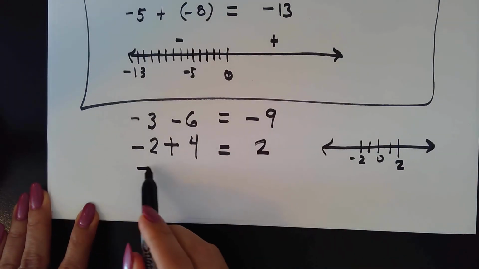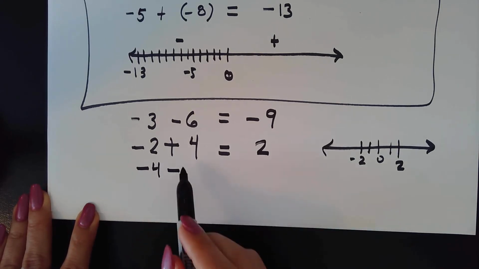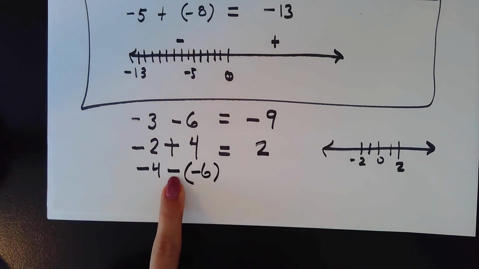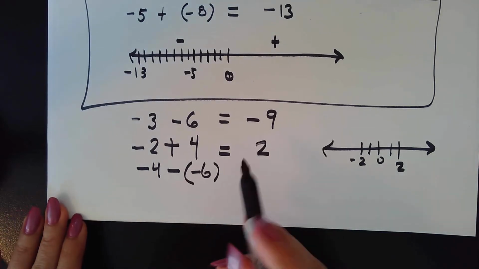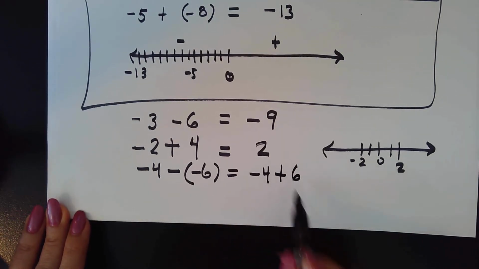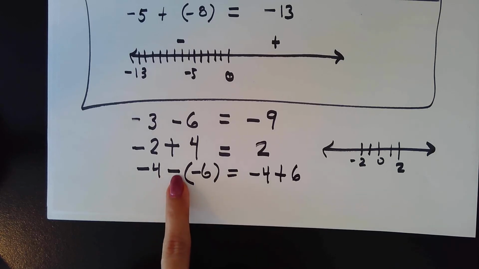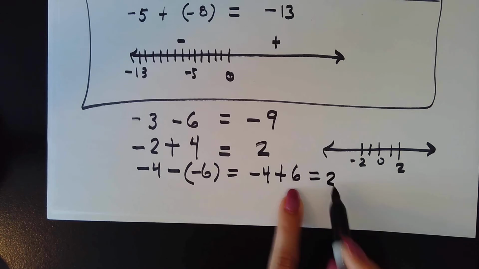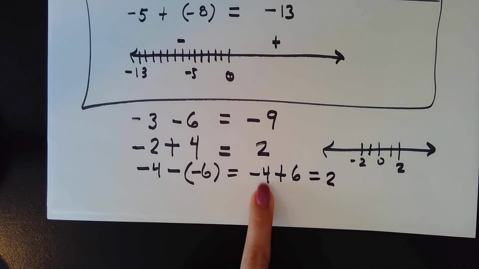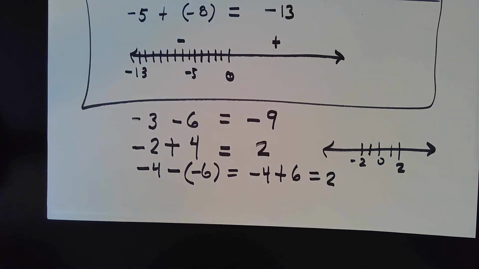Now what if you have -4 minus -6? Notice you have the double negative here. What is this? Well, the negatives are going to cancel each other, and so really what you have is -4 plus 6. The negative becomes plus, and so that's going to put you at +2, because you're at -4 and then you move 6 to the right. Okay?